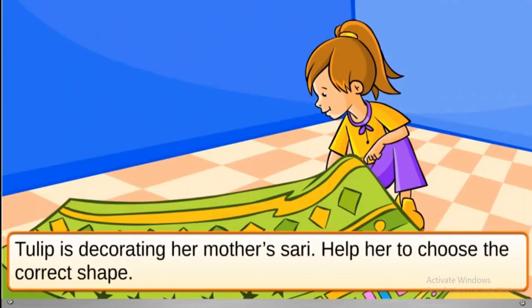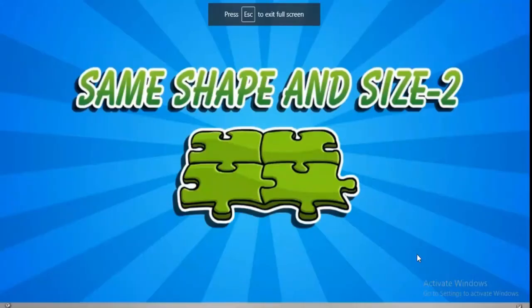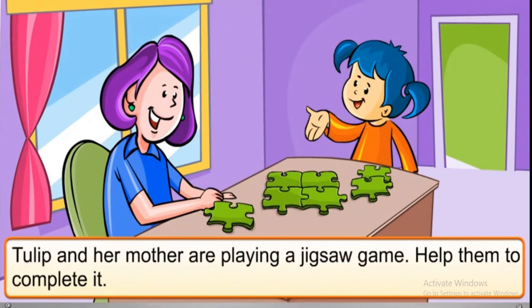Tulip is decorating her mother's sari. Help her to choose the correct shape. Tulip and her mother are playing a jigsaw game. Help them to complete it. Drag the pieces and place them on the correct shapes.